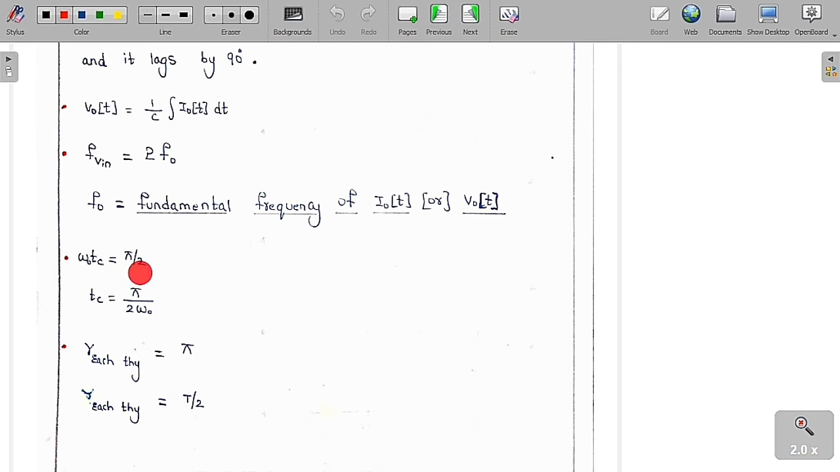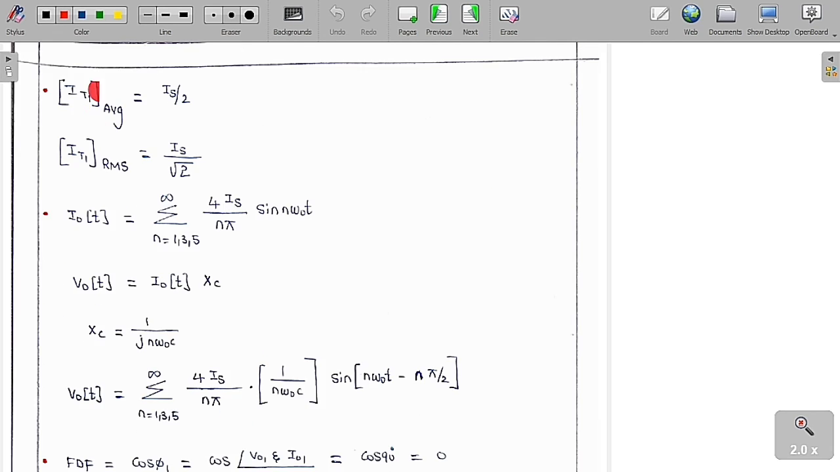So omega naught Tc is equal to pi by 2. So Tc is equal to pi by 2 omega naught. Means for this much amount of time, the thyristors are going to face a reverse voltage across them. So conduction angle of each thyristor is nothing but pi, which in terms of time is T by 2. So from the graph, I can easily say that the average value of thyristor current is equal to Is into T by 2 by T, which is Is by 2. So the RMS value of thyristor current T1 is equal to Is into square root of T by 2 by T, which is Is by root 2.